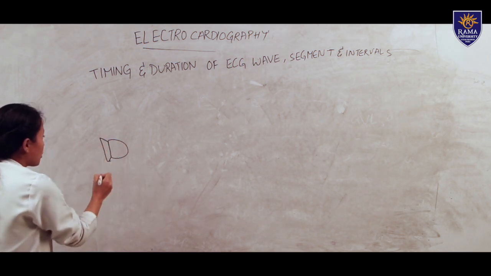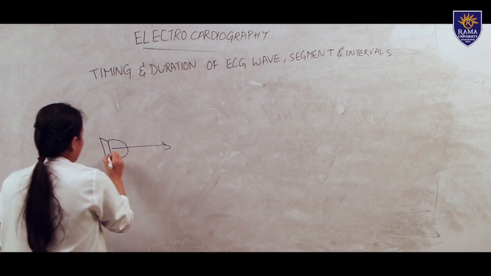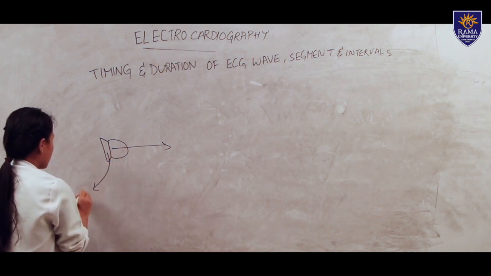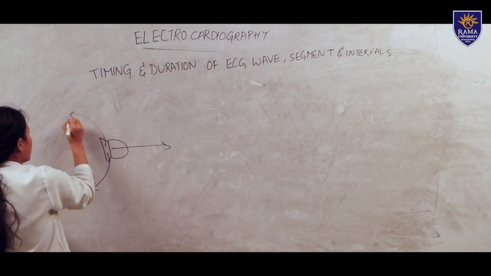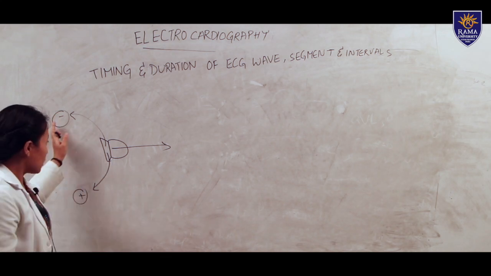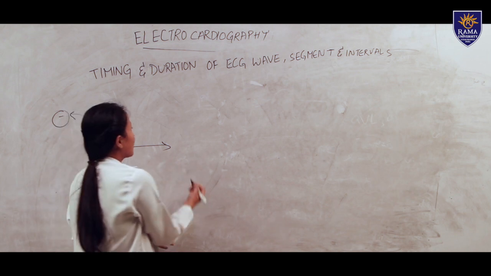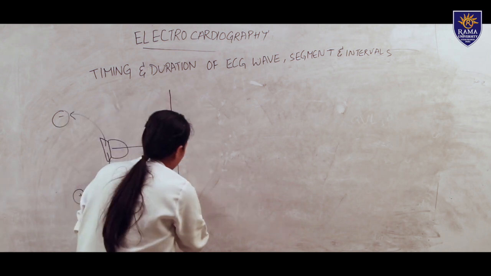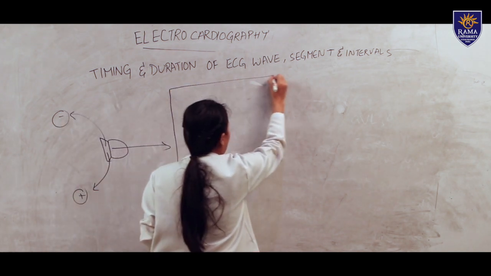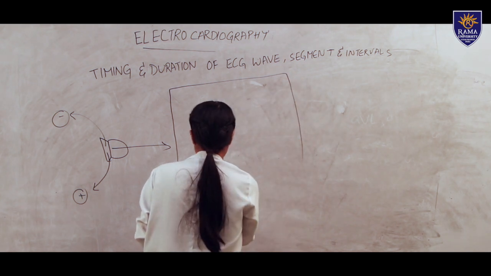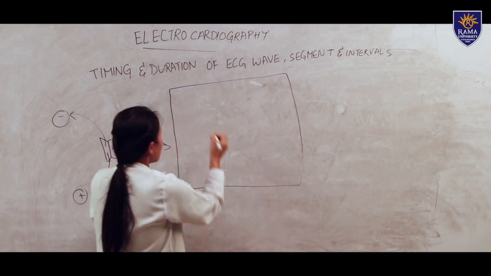So this is a galvanometer, and it is connected with the positive and negative electrodes to the body, and this is an ECG machine. In the ECG machine, the paper will be recorded. This is an ECG paper.